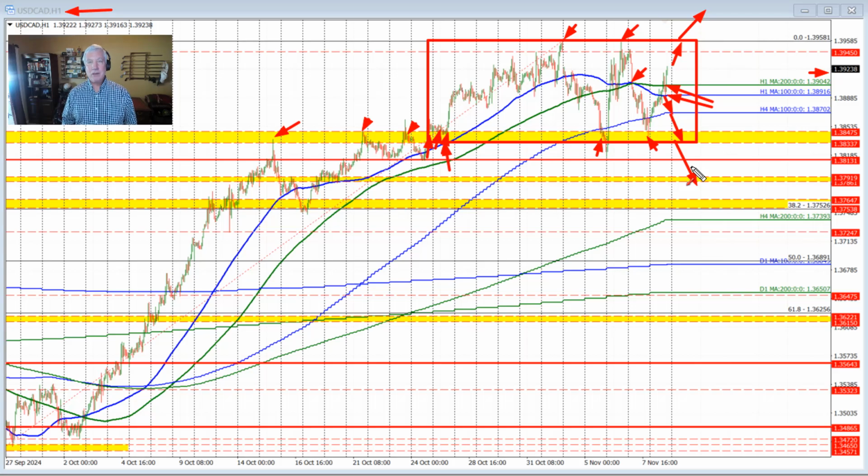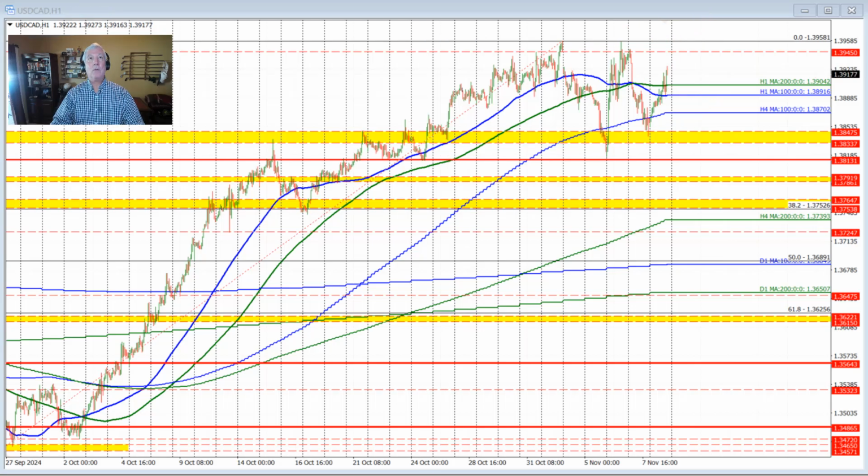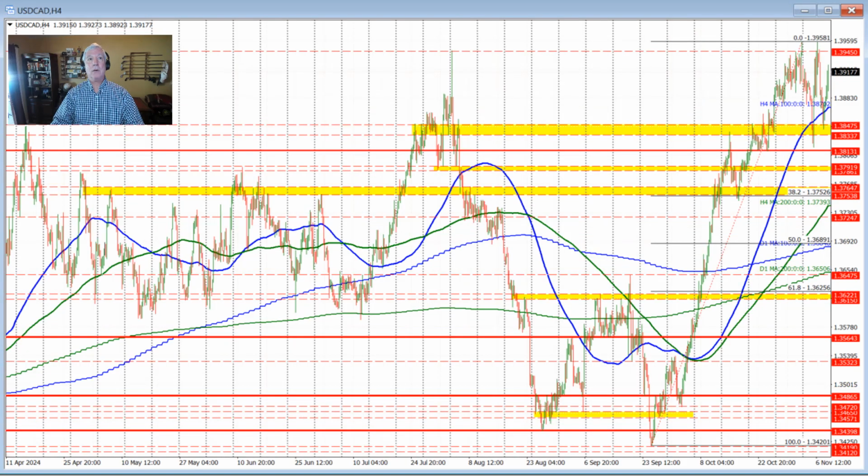So in this confined area, there's a lot of stories to be told, but in your trading next week, pay attention to the 100 and 200 hour moving averages. I think that's a short-term bias, and then look for the extremes for breaks either to the upside or to the downside.